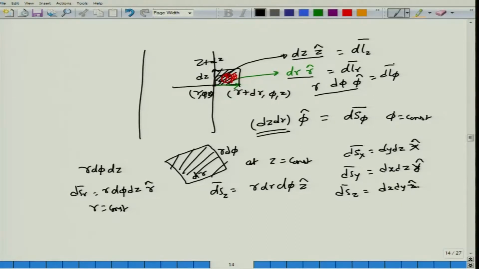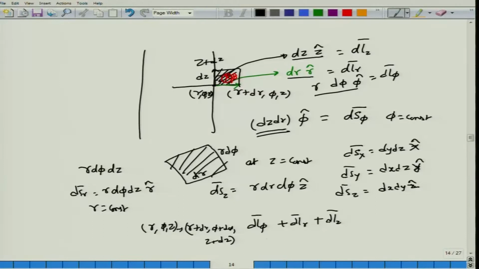In fact, if you move a distance of dl phi, a distance of dlr, and a distance of dlz, you would have actually moved from a point r, phi, z to r plus dr, phi plus d phi, and z plus dz. So you would have moved from the older point to a new point. The corresponding line element movements are very similar to what we would have seen in the Cartesian coordinate system, except you can think of this as dx x hat, dy y hat and dz z hat.